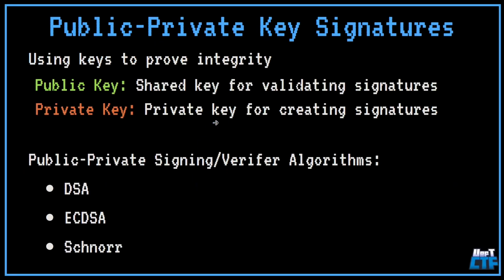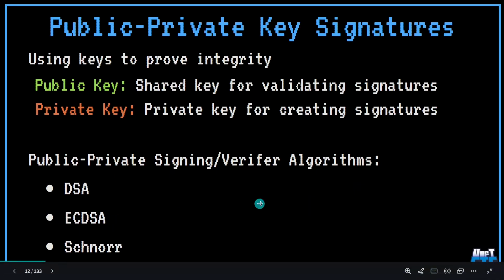So how this works is that you have a public key, and people are going to use that to validate your signatures, and you use your private key to create the signatures. So that's kind of how it goes. There are a few algorithms, but we're going to talk about UofTCTF for today.